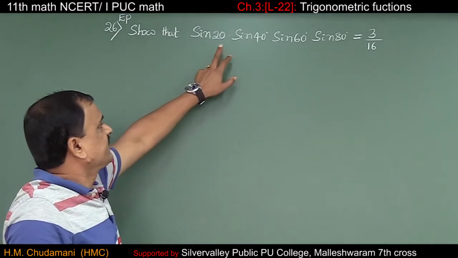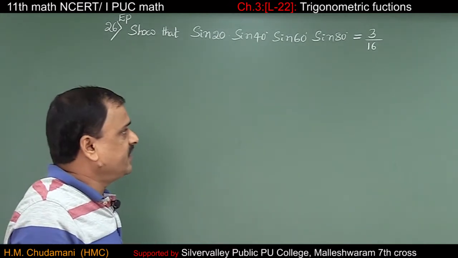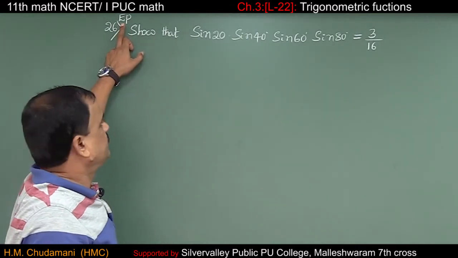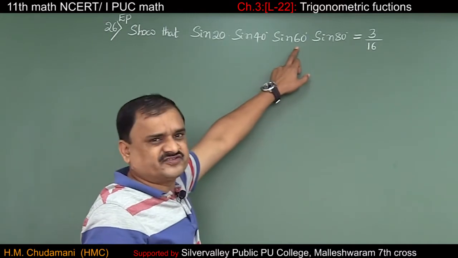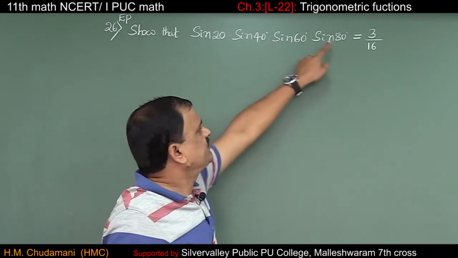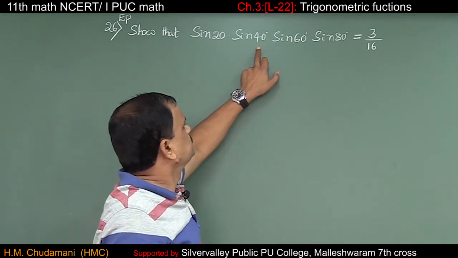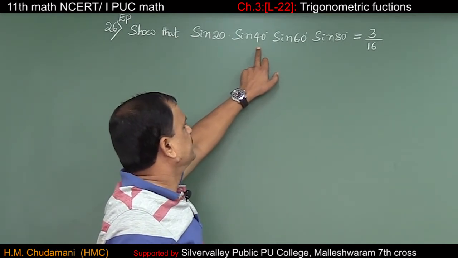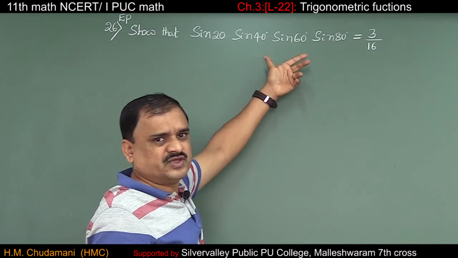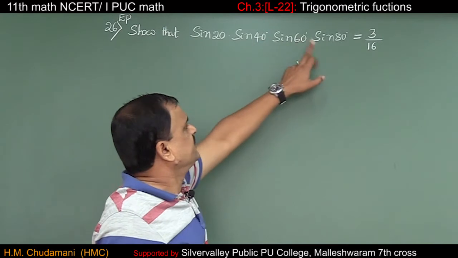Show that sin 20 into sin 40 into sin 60 into sin 80 is equal to 3 by 16. Again a very good problem. It is an exemplar problem. See, sin 60 degree we know. So if I collect 20 and 40 plus 20, 80 is 120, 120 by 2, 60 degree you will get. Or else if I combine 20 plus 80, 100 by 2 means 50. A plus B, this is A minus B.